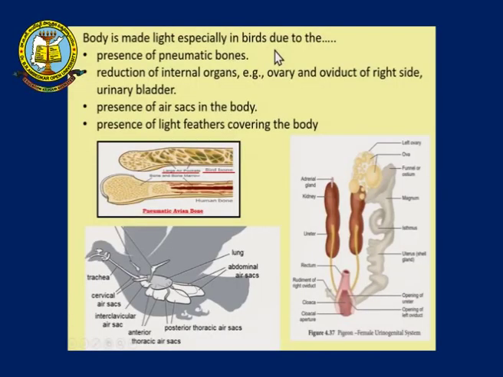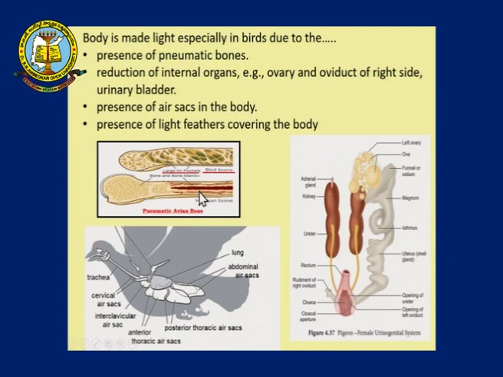Now, another feature of the birds that makes them fly so efficiently is that the body is made up of light bones, especially in the birds, due to the presence of pneumatic bones. Pneumatic means air filled bones, that is, if you can see the difference over here. Now, this is the bone of a human where you have the bone marrow present inside, whereas in the birds you have those air sacs wherein you have air filling, called pneumatic bones.